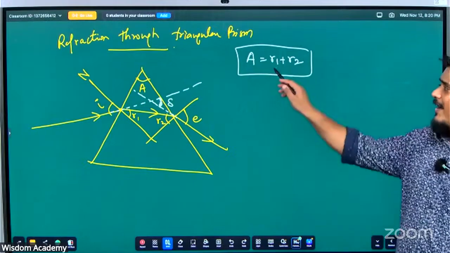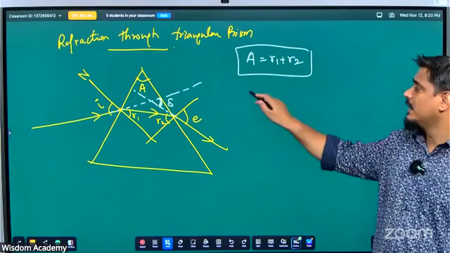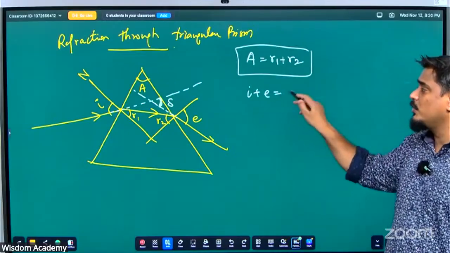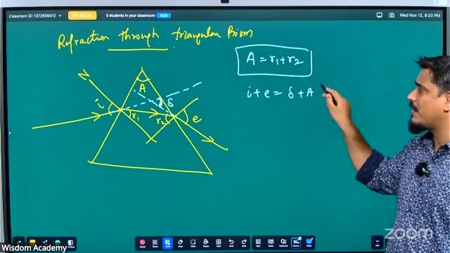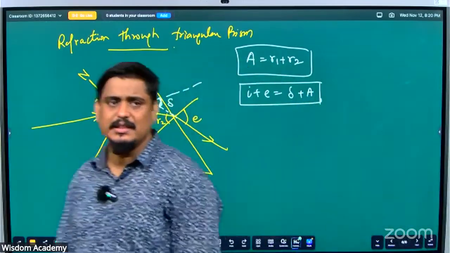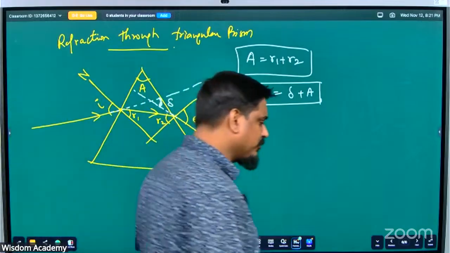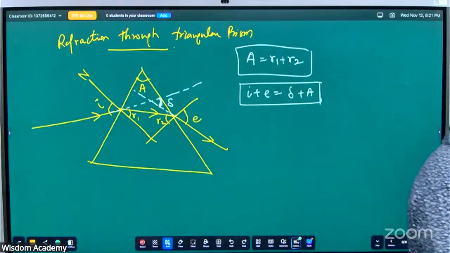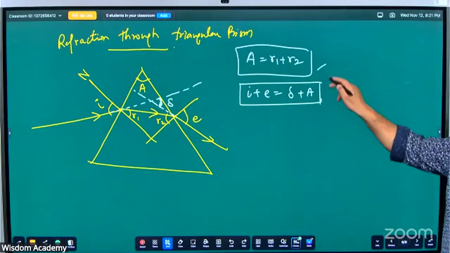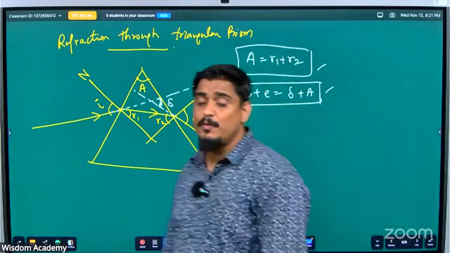So, I told you angle of prism, if you find by derivation, it will come equal to R1 plus R2 and I plus E is equal to delta plus A. This also I have derived in the class. This also I have derived in the regular class itself, where you must remember that angle of incidence plus angle of emergence is equal to angle of deviation plus angle of prism. Once again, from these two equations, expect questions to come in the board examination and you should be able to solve it.